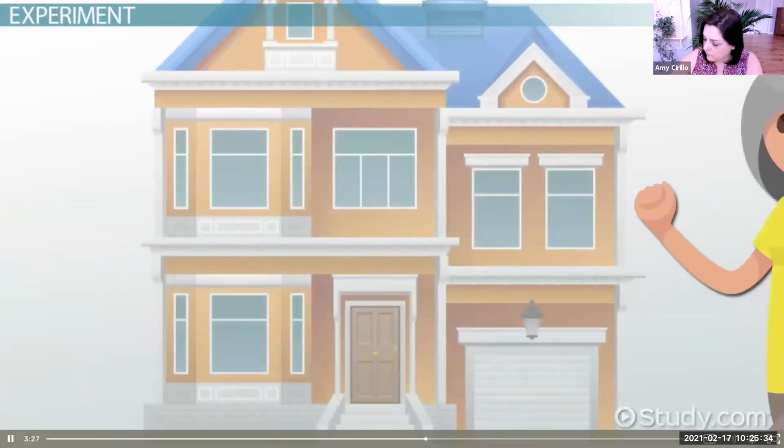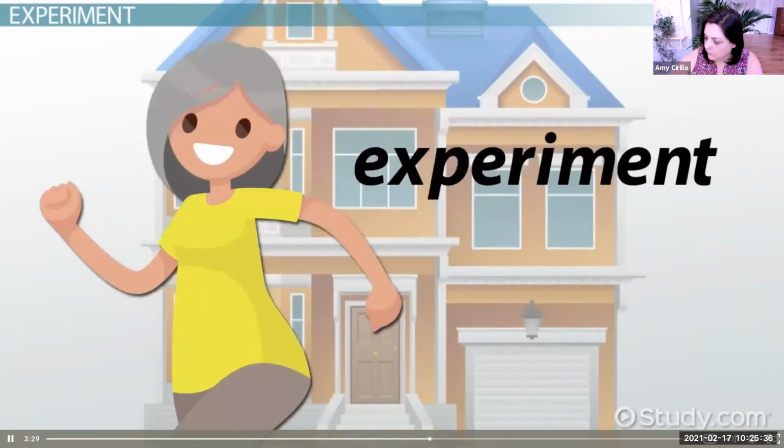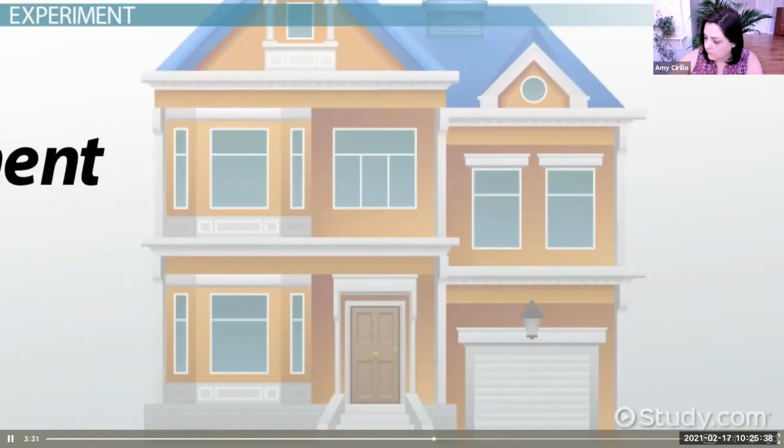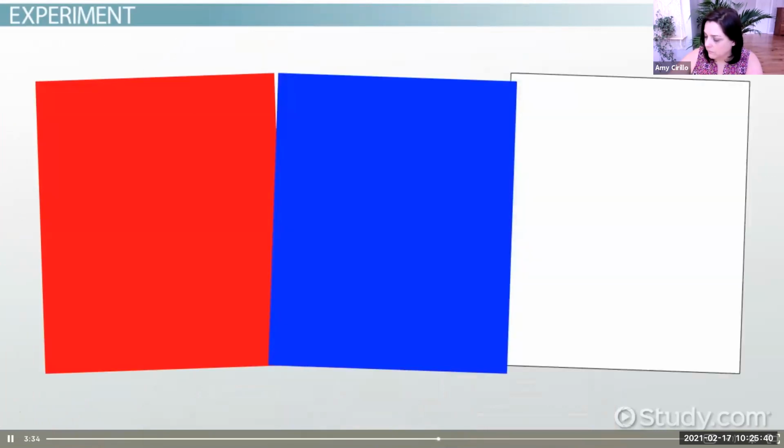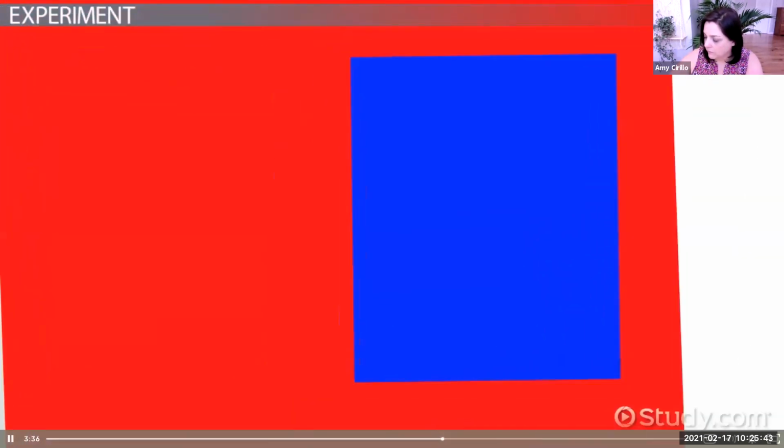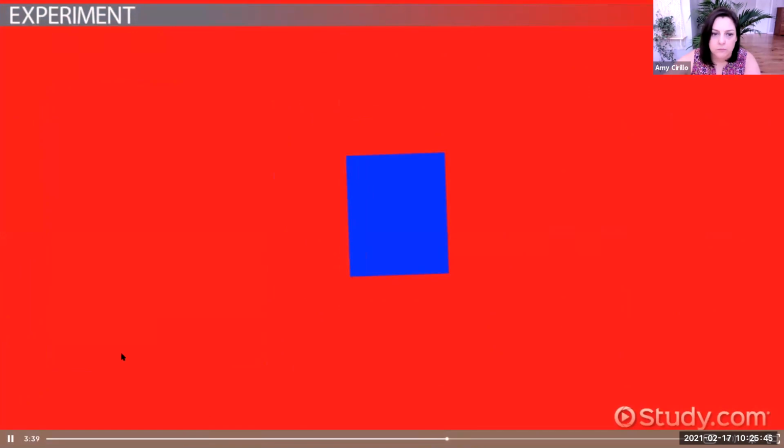There's actually a very simple experiment you can do at home to test the opponent process theory. For this, you will need red, blue, and white sheets of paper. Cut out a small blue square and place it on top of the red paper.